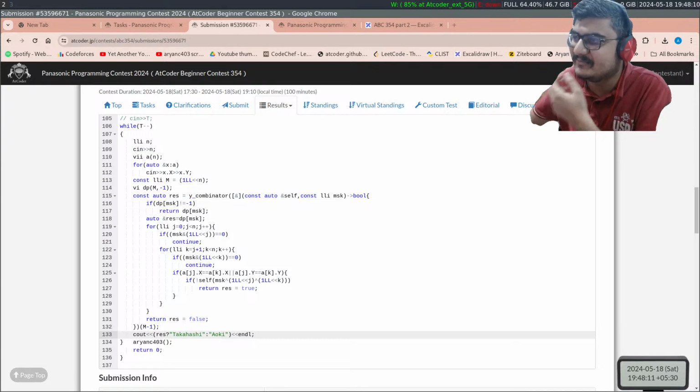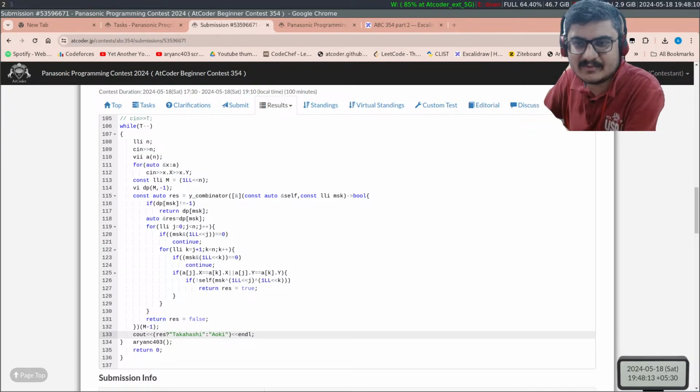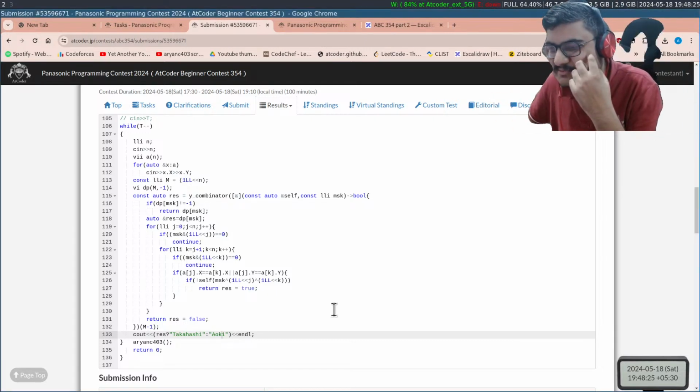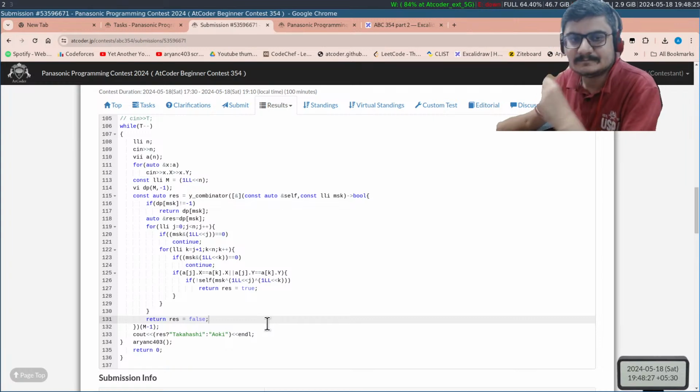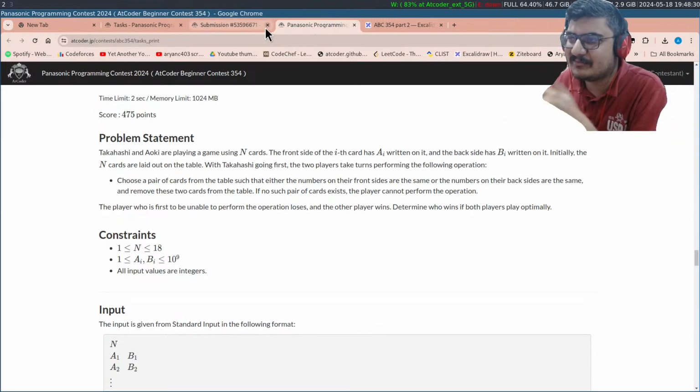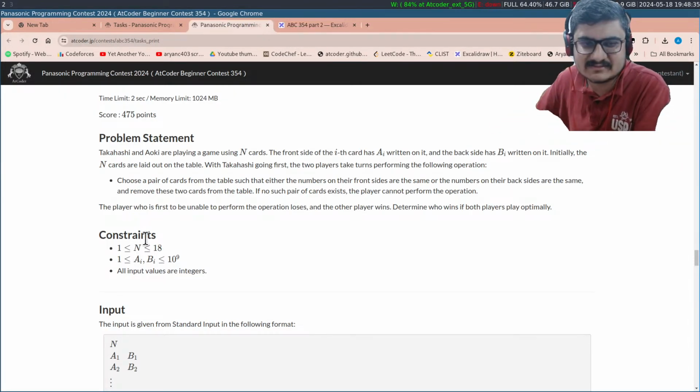I vaguely remember one game theory problem where we find the maximum matching. And the idea there was that if there is a perfect matching, then for each card there would be the other player to pick it up. But that's not possible for this case. So that was a false statement. And essentially this is the solution.